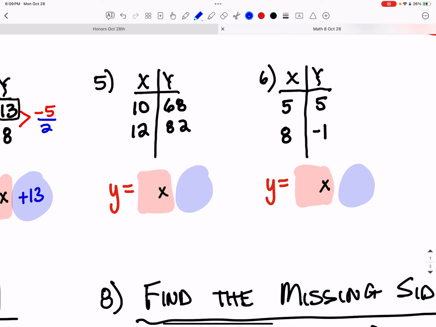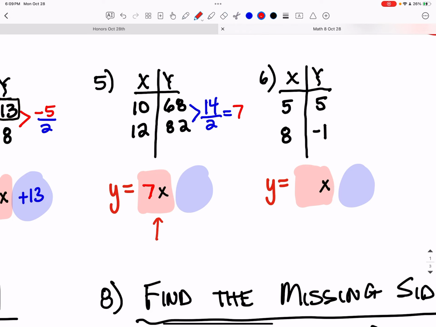This one, he went from 68 bucks up to 82 bucks. He made $14, but we're not going to give him a score of 14 because he didn't do it every day. It took him 2 days. So what he does is 14 divided by 2. He does 7 every day. So his score is 7x, which means he's making $7 every day. That's what that means. Every day, he's going up 7. So this means $7 every day, or 7 times x.